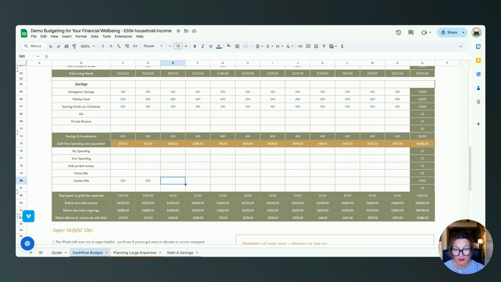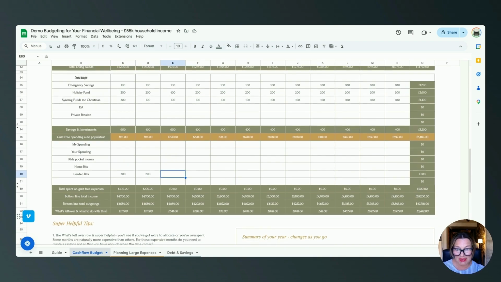So at the bottom here, to make it make sense, you can see I've broken it down again. So you've got total spend on guilt-free, bottom line total income, bottom line total outgoings. So is there anything left over that you haven't allocated? Maybe you just have that as a buffer.